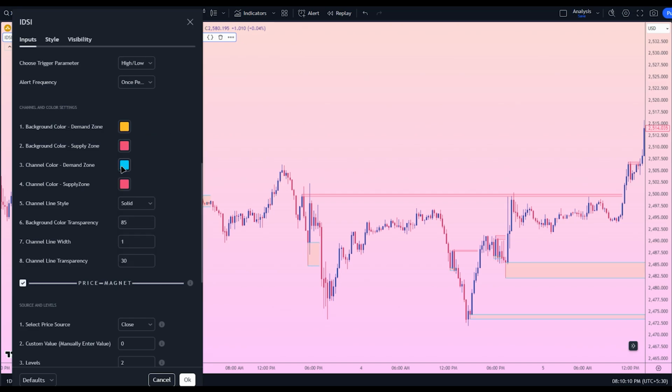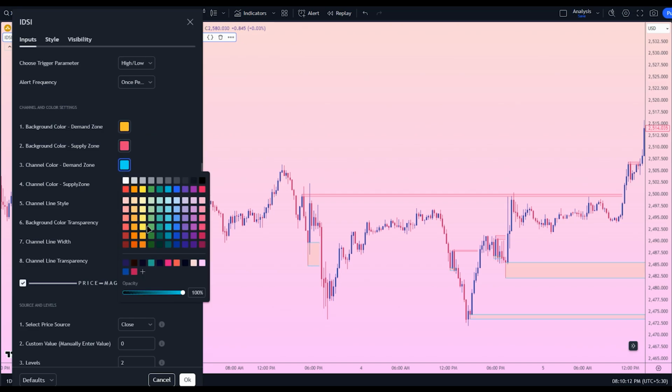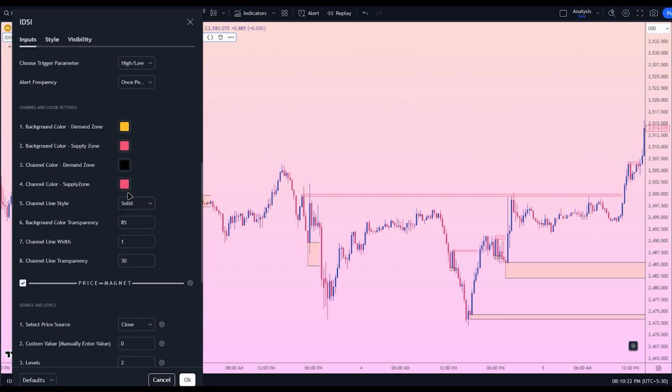Channel color. This option allows you to change the color of the lines outlining the channels. For example, if you select a demand zone and change its color to black, the channel outlines will also change to black. You can choose between 3 line styles for the channels: solid, dotted, or dashed. Pick the style that best fits your preference.